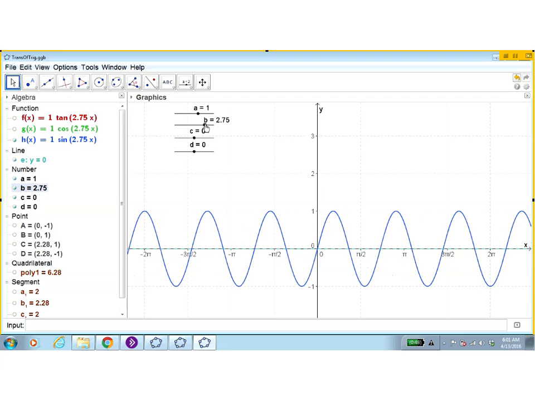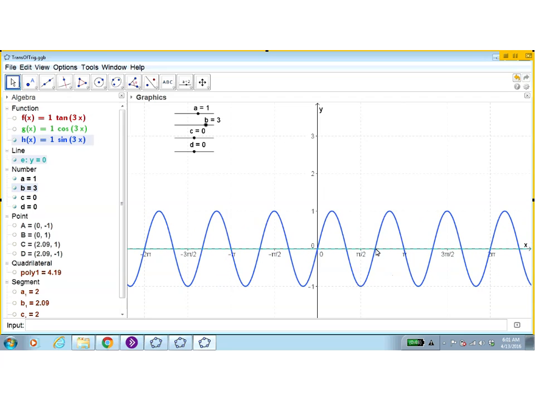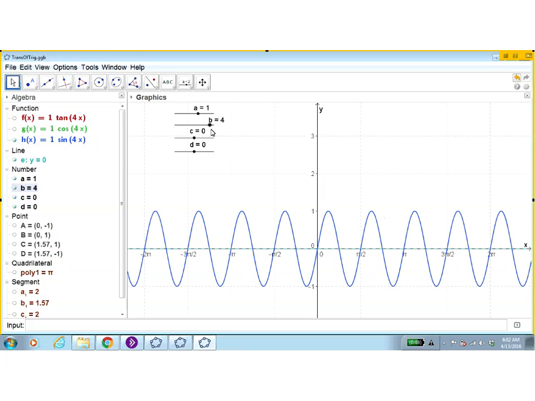What about when I make it 3? Well, now it looks like I go up and come back down and come back up, and I'm not exactly sure what this value is. I could find it, but it's larger than pi over 2 and smaller than pi. And then when I get to 4, now I've completed a full cycle by the time I get to pi over 2. So B changes the period for the function, and it also changes the appearance in terms of making it more compressed. Now what happens when it's negative?